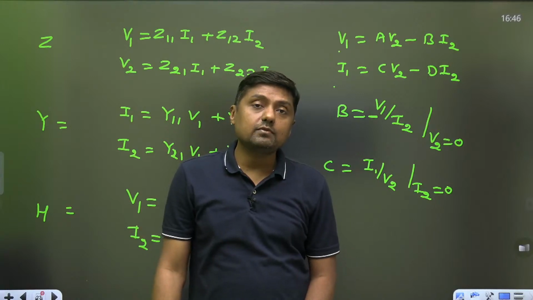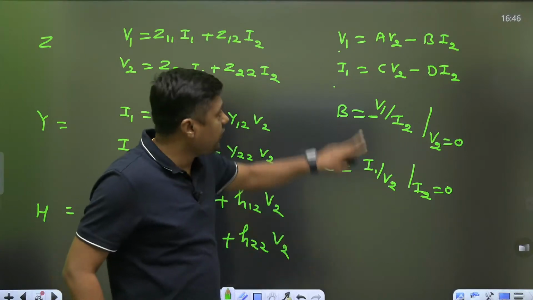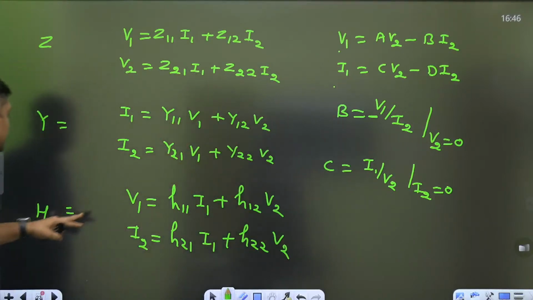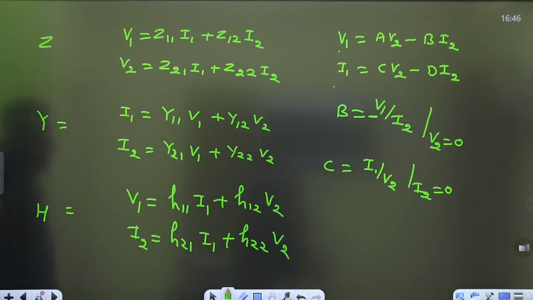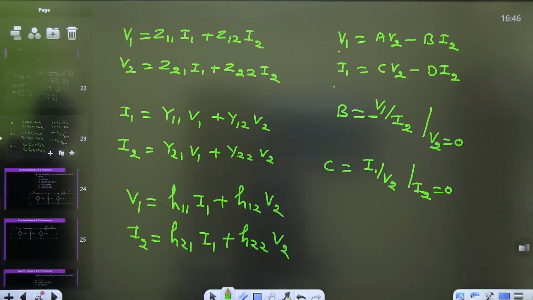Okay, so how many times do you have to write, exam cracker? 5 times. So by tomorrow, write this 5 times. H parameter and ABCD parameter. Tomorrow we will solve questions on H and ABCD parameters. A number of important numericals we are going to solve.